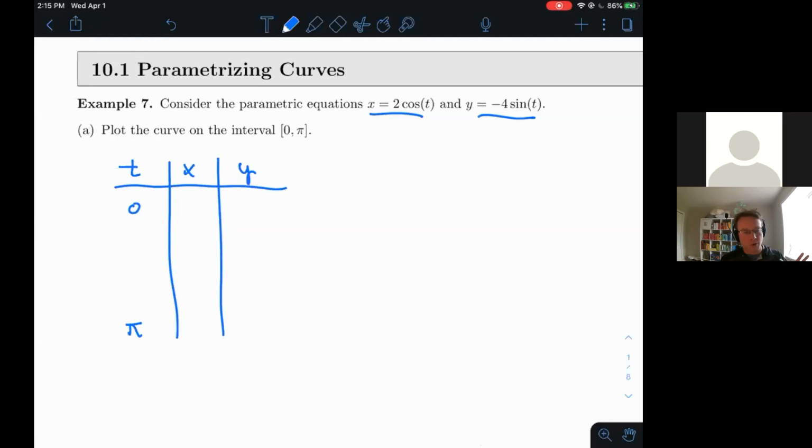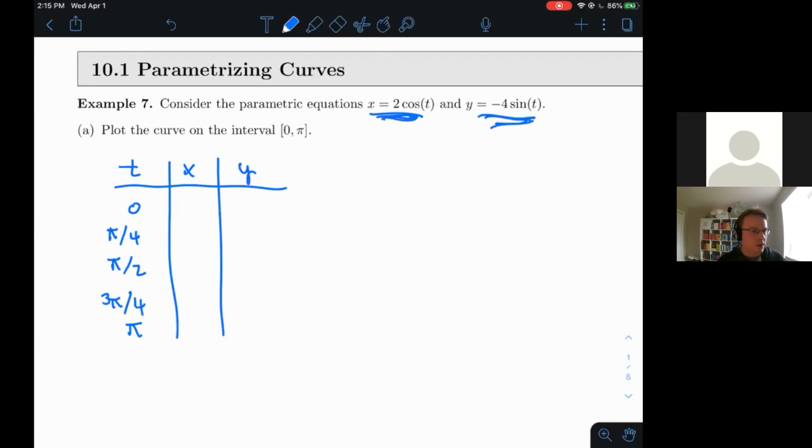Because a few more points, right? Because if I just choose 2, it's going to look like a straight line. So let's maybe also throw in pi over 2, that's halfway in between. Let's also do pi over 4 and 3 pi over 4, stuff like this. So now we're going to go ahead and plug these into our x equation and our y equation and see what comes out.